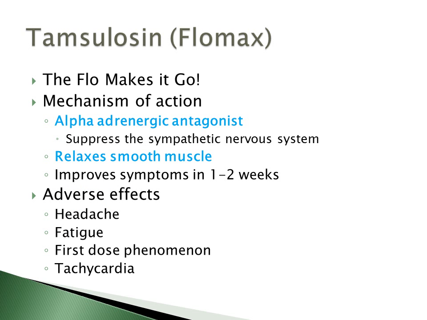Now the next one we've already talked just a little bit about when we talked about adrenergic agonists, but we're talking more about Flomax. And again, the flow makes it go. This is the first choice medication to use for men who have BPH. I think it's a rite of passage when you turn 40, you get prescribed Flomax. It's just what happens. How it works is it is an alpha adrenergic antagonist. So it's going to suppress the sympathetic nervous system, acting specifically on those alpha receptors. By doing that, it relaxes the smooth muscle within the prostate gland, the bladder, and the urethra.